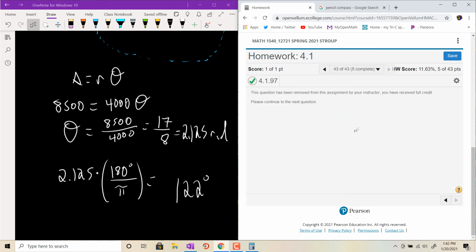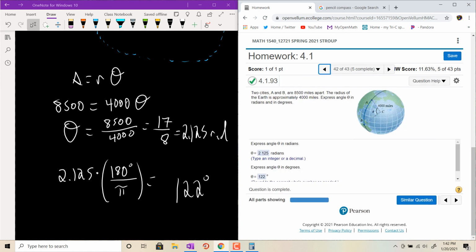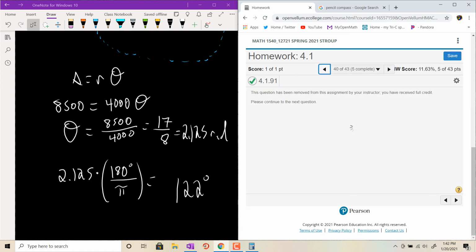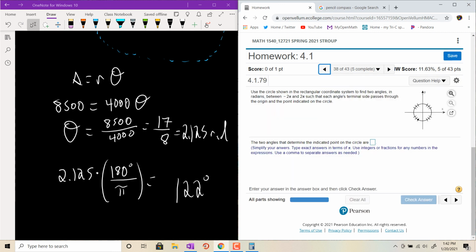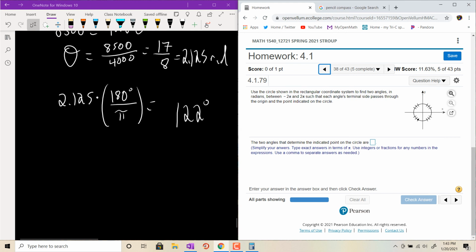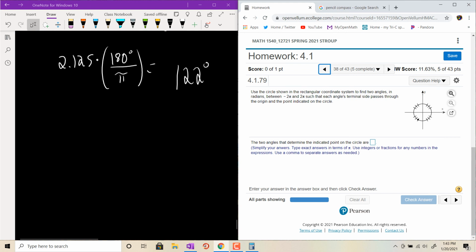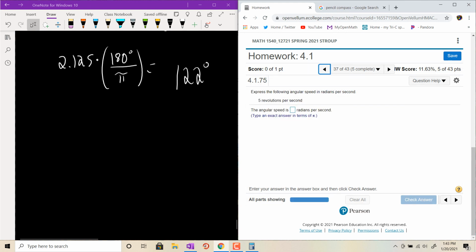Okay. The next one, I already did this. I removed it for you. So hopefully that clears out at least some of them. Use a circle from the two angles. That's a coterminal one. Okay, I think all the other ones will be okay.